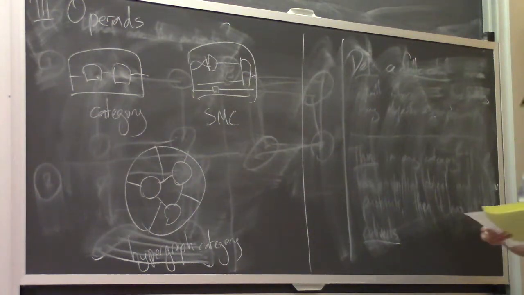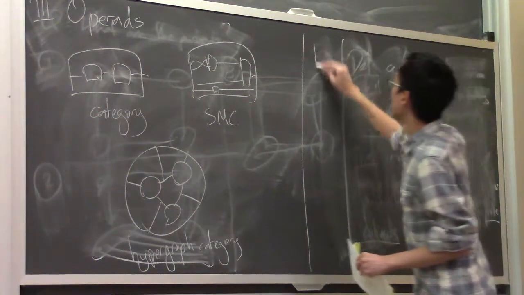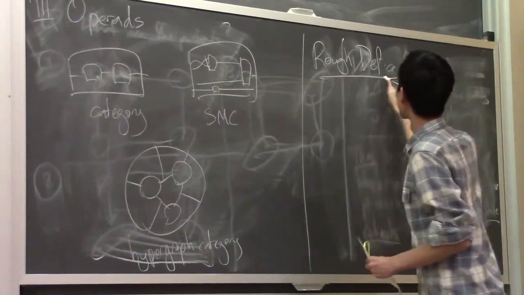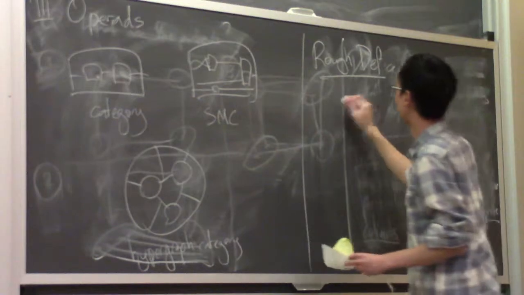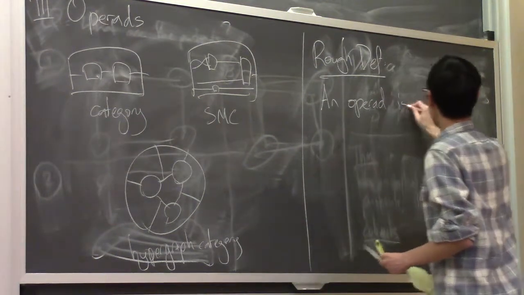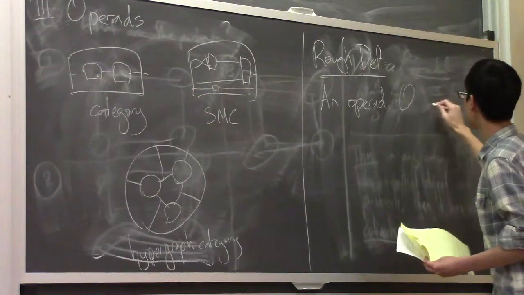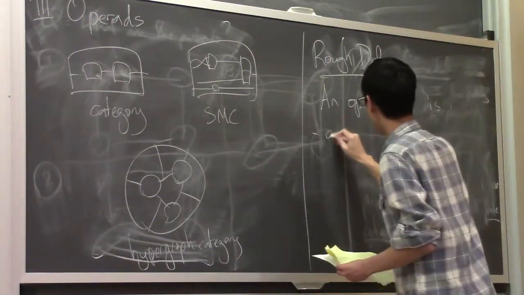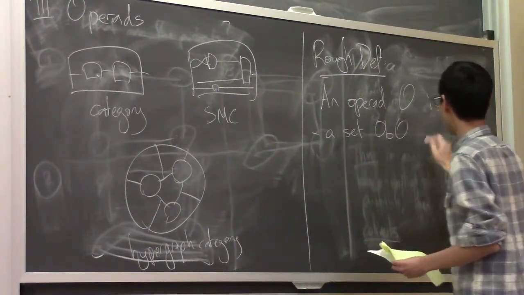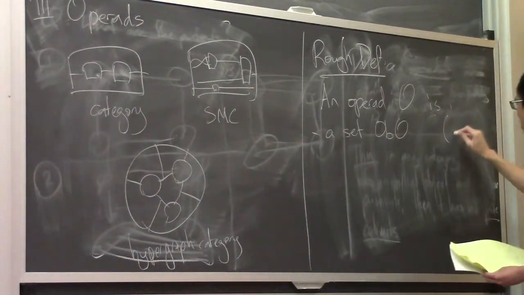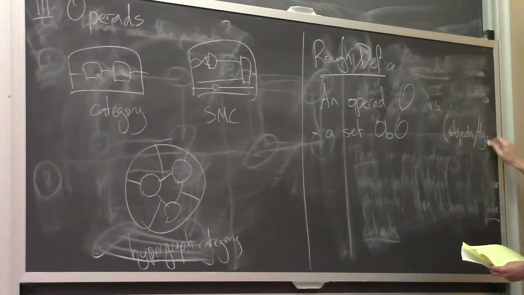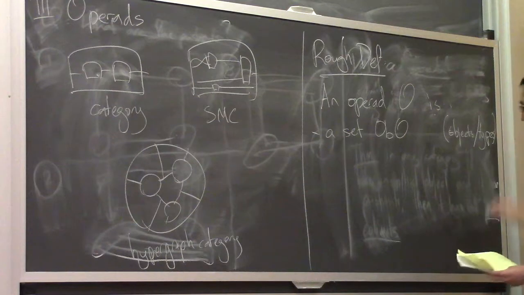So one perspective on this is provided by an operad. Here's a rough definition of an operad. An operad, so I'm going to call it O, is a set, which I call the objects of O. These are called objects, but often in an operad, we call them types too.